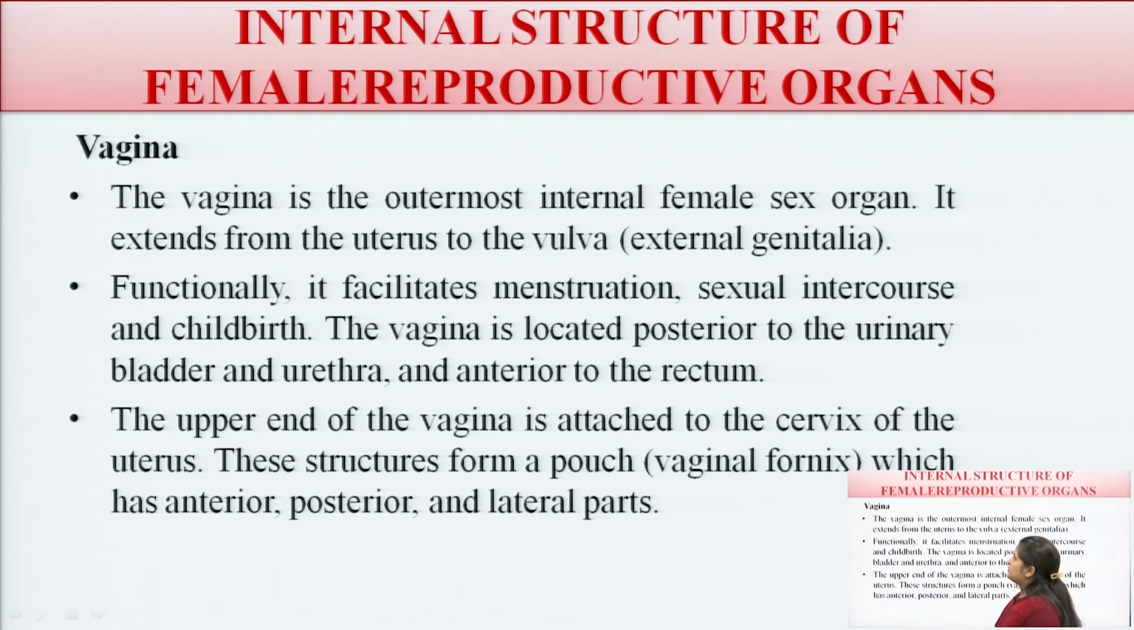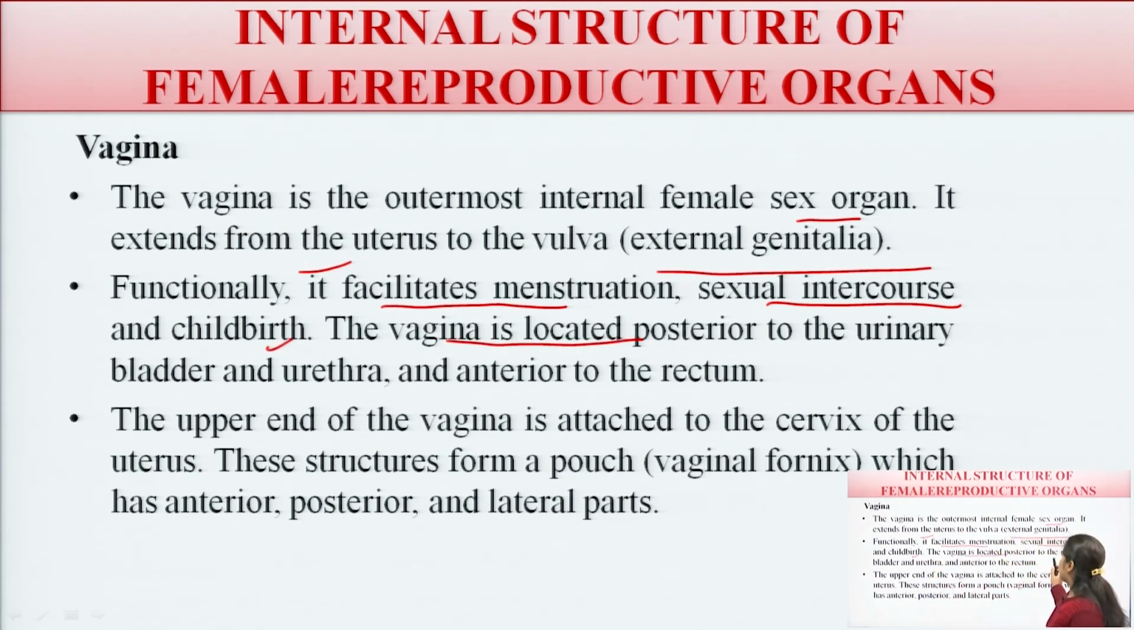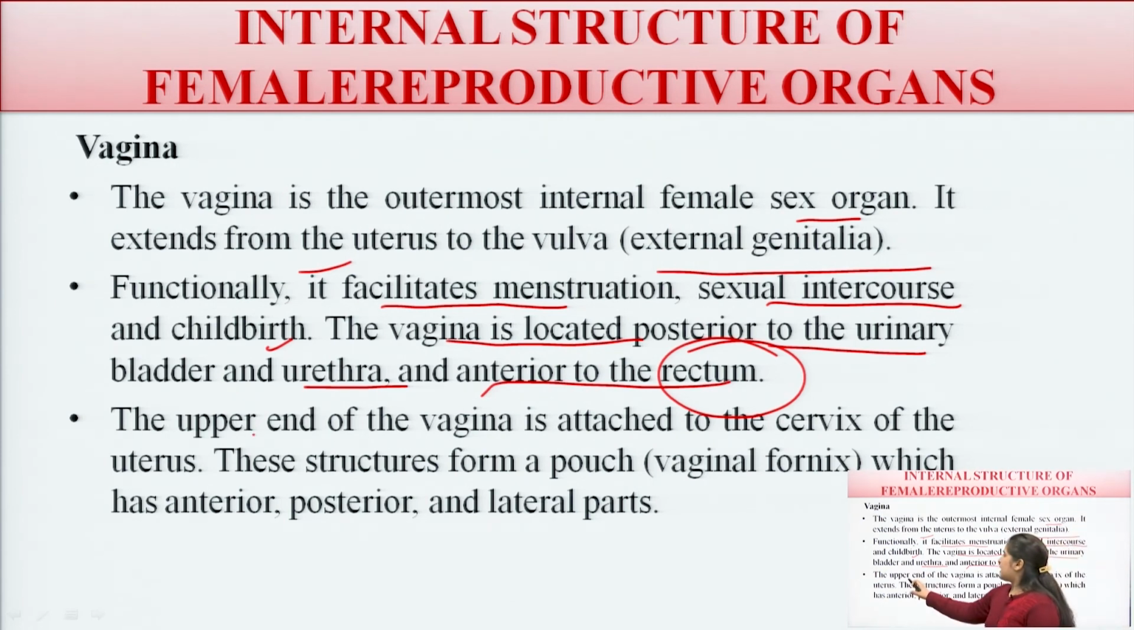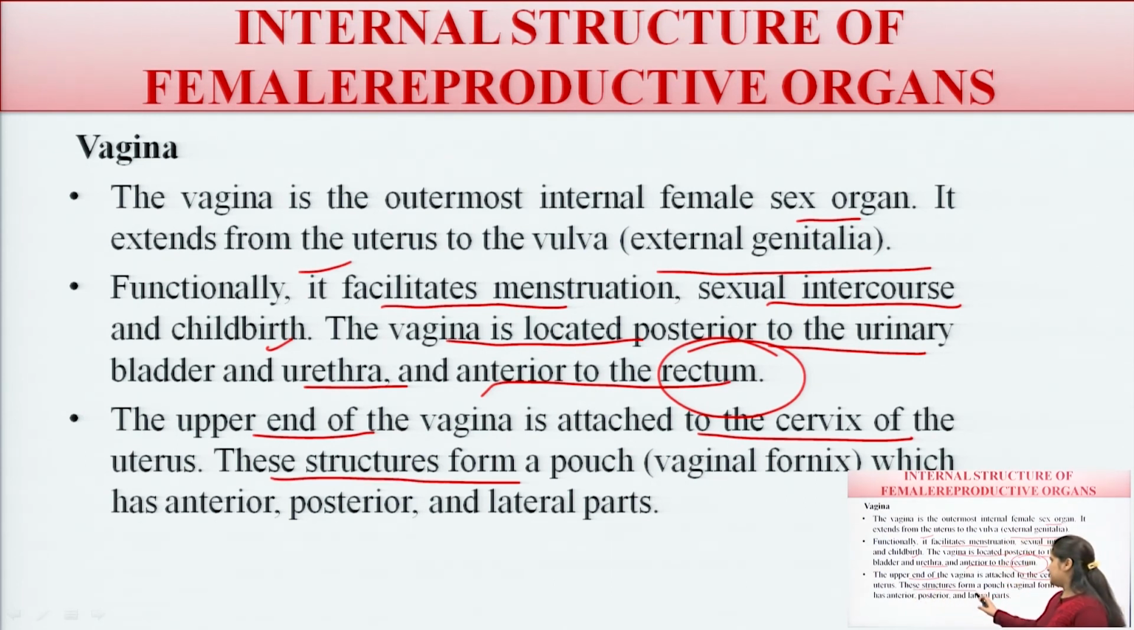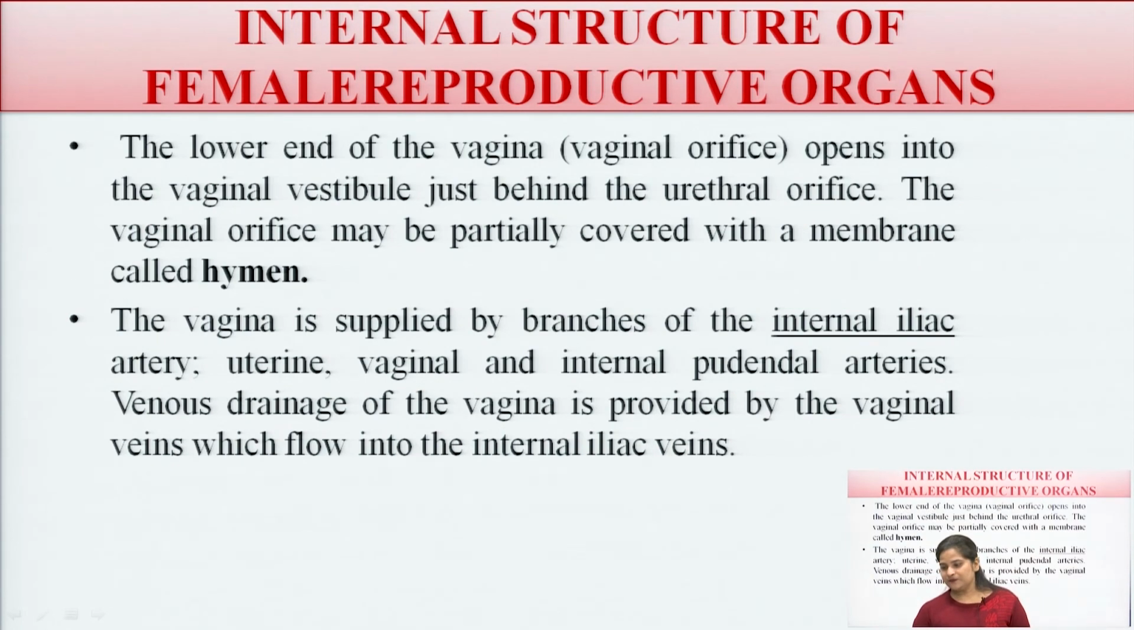Now, this is the vagina. The vagina is the outermost internal female sex organ, and it extends from the uterus to the vulva. Functionally, it facilitates menstruation, sexual intercourse and childbirth. The vagina is located posterior to the urinary bladder and urethra, and anterior to the rectum. The upper end of the vagina is attached to the cervix of the uterus. These structures form the pouch which has anterior, posterior and lateral parts. So, this is the structure of the vagina.